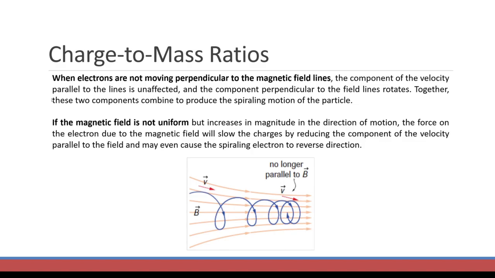So in our examples, we saw mostly electrons moving perpendicular to the magnetic field lines, but what if they're not moving perpendicular to the magnetic field lines? Well, that means the component of the velocity parallel to the lines is unaffected, and the component perpendicular to the field lines rotates. Together, these two components combine to produce the spiraling motion of a particle.